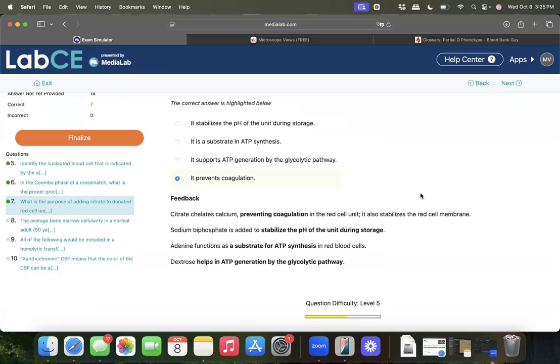Citrate chelates calcium. Okay, what does that mean to chelate calcium? It's going to bind. I'm going from TikTok to Instagram here. It's binding the calcium, right? And thus preventing coagulation in the red cell unit. It also stabilizes the red cell membrane. Okay, I'm kind of smart here. Sodium biphosphate is added to stabilize the pH of the unit during storage. And then adenine functions as a substrate for ATP synthesis in the red cells. And dextrose helps in ATP generation by the glycolytic pathway. That was a level 5 question. Okay, level 5. That was a good one.